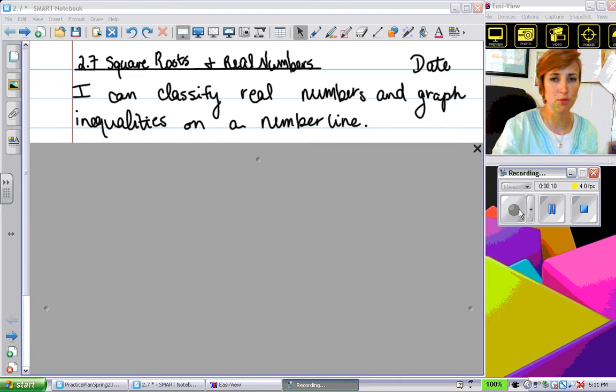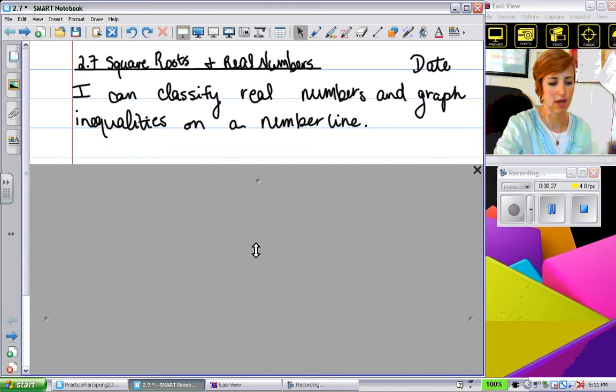The 2.7, square roots and real numbers, and put today's date. This is our last section of Chapter 2. And it says, I can classify real numbers and graph inequalities on a number line. And go ahead and get our vocab for this section.